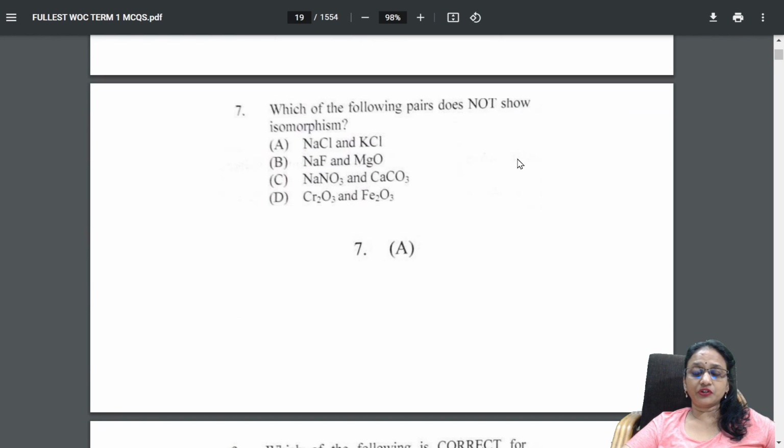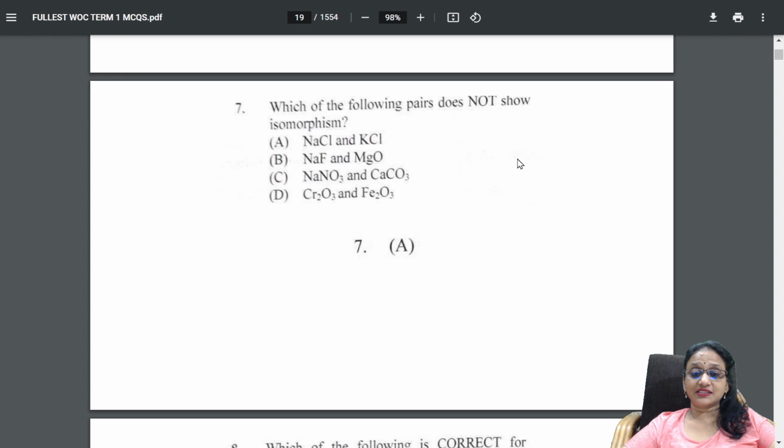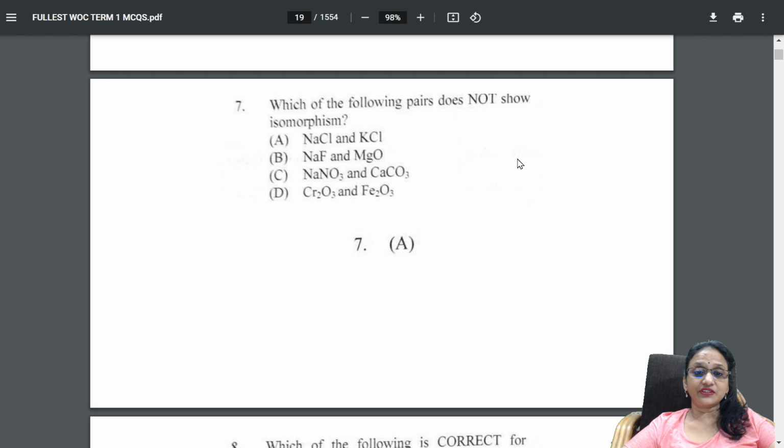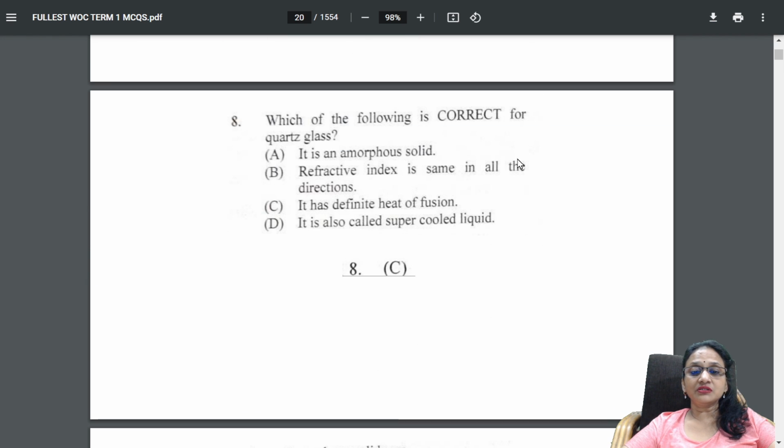See here, which of the following pairs do not show isomorphism? That means the same sort of arrangement. I think examples are given here. Next, eighth question. Which of the following is correct for quartz glass? It's the tendency of amorphous solids to flow.